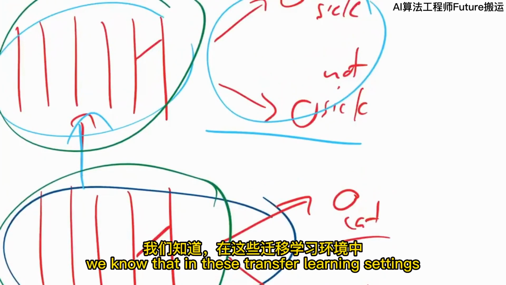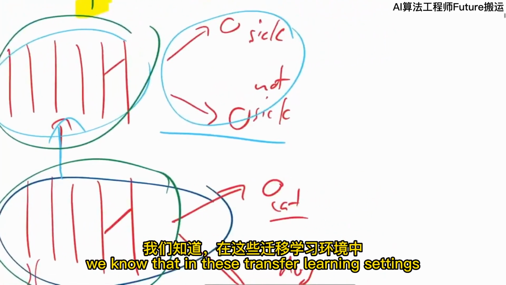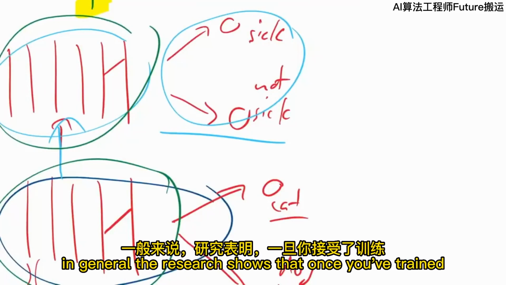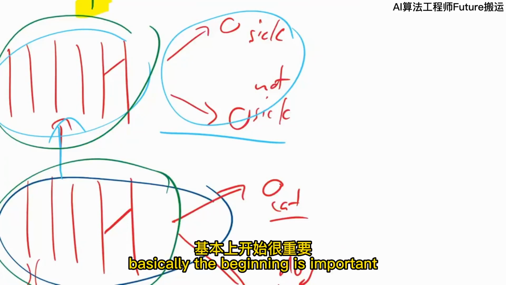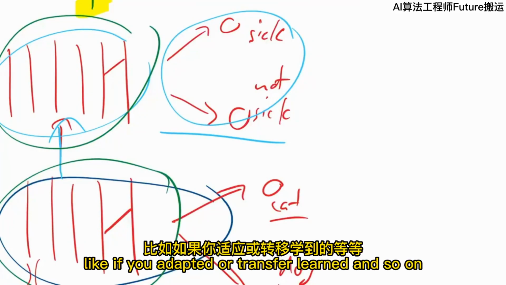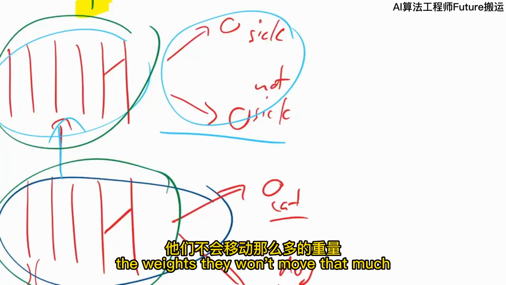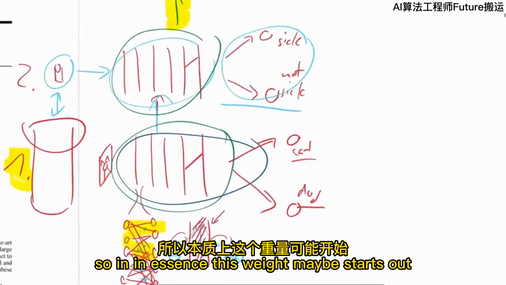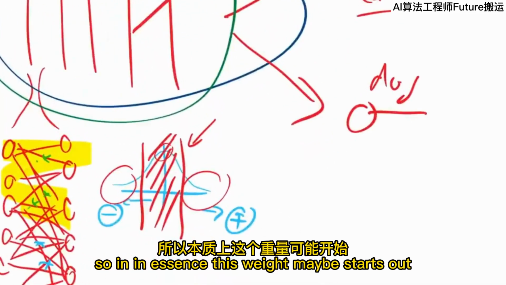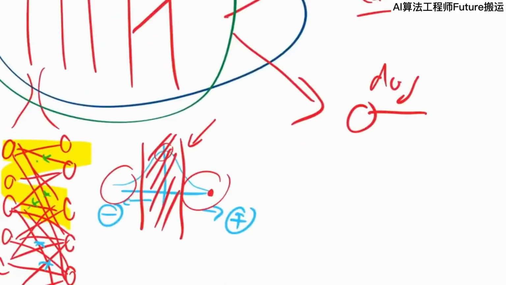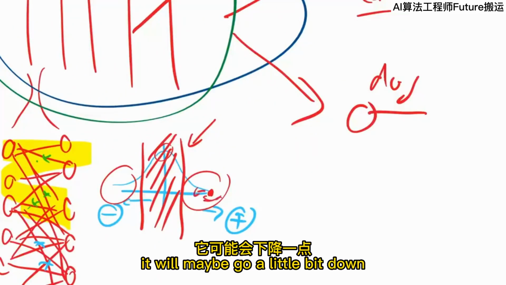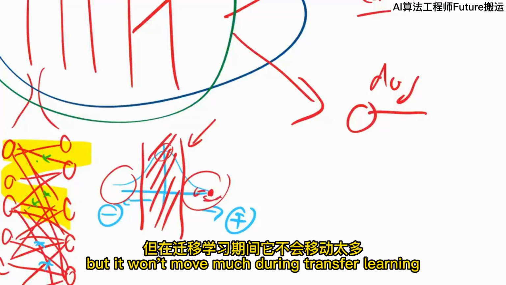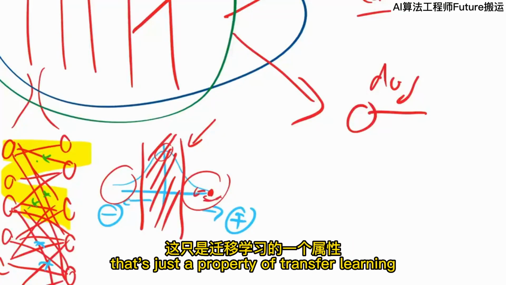And we know that in these transfer learning settings, the weights don't tend to move that much. In general, the research shows that once you've trained a neural network, basically the beginning is important, but then once you adapt it or transfer learn it, the weights won't move that much. So in essence, this weight maybe starts out right here, and it will stay around this place. It will maybe go a little bit down because it's not important, but it won't move much during transfer learning. That's just a property of transfer learning.